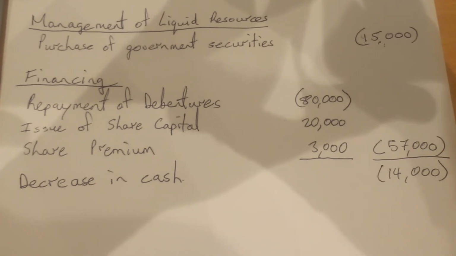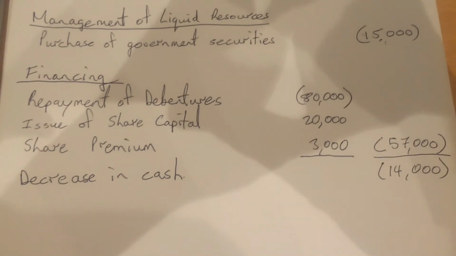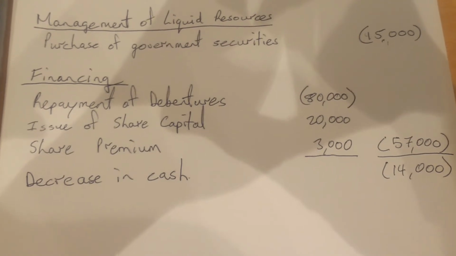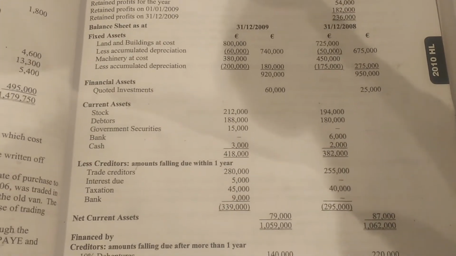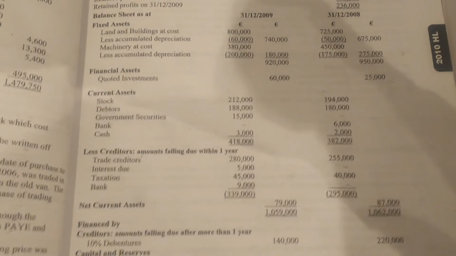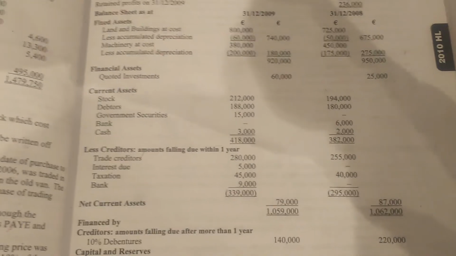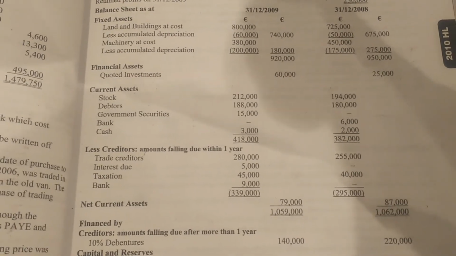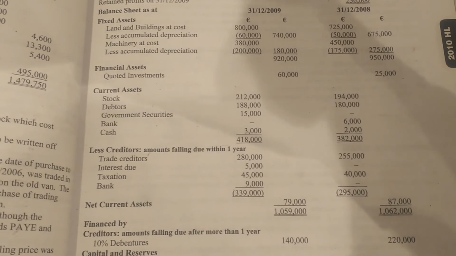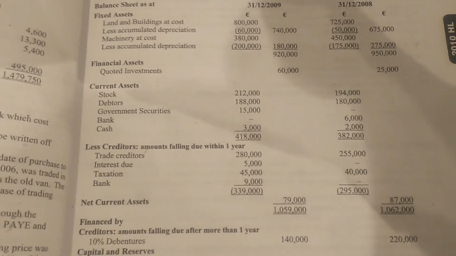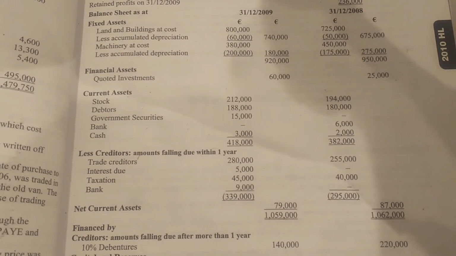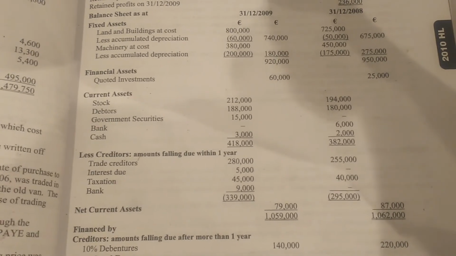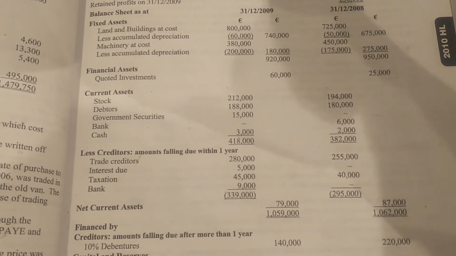And the last thing to say is that if you want to double check to see if you think that figure is correct, that decrease in cash, or to check if you'd made mistakes somewhere earlier on this cash flow statement, you just have to go over to your balance sheets and see if there was indeed a decrease in cash of 14,000 between 2008 and 2009. Now, in this case, we treat cash on hand and cash in the bank as just all cash, really. So if you look at 2008, there was 6,000 in the bank and 2,000 cash, so you had 8,000 in cash altogether.